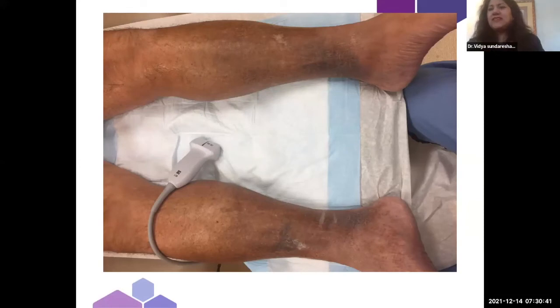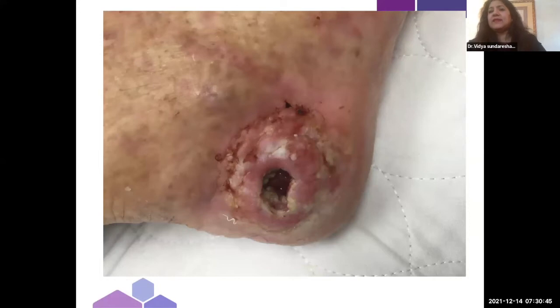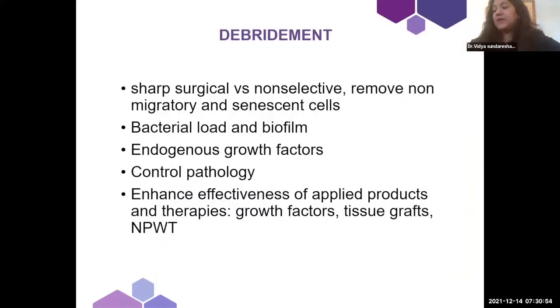So here again, discoloration of the limbs with venous ulcers. And see how heaped up the edges are here. This is one of the wounds where I would definitely get a biopsy if the wound has been there for a long time. Next, I'd go to debridement.